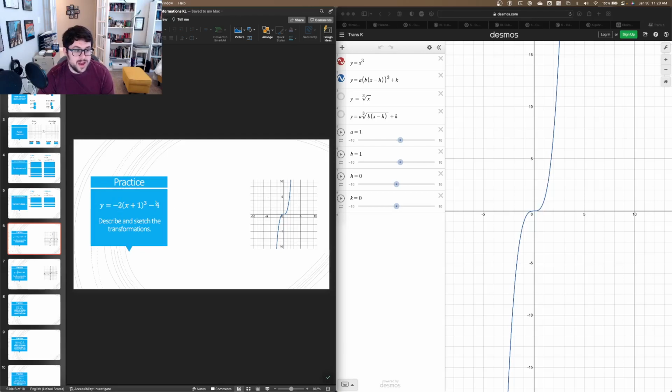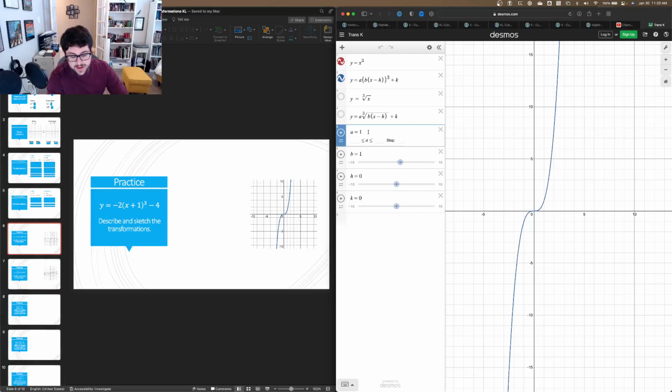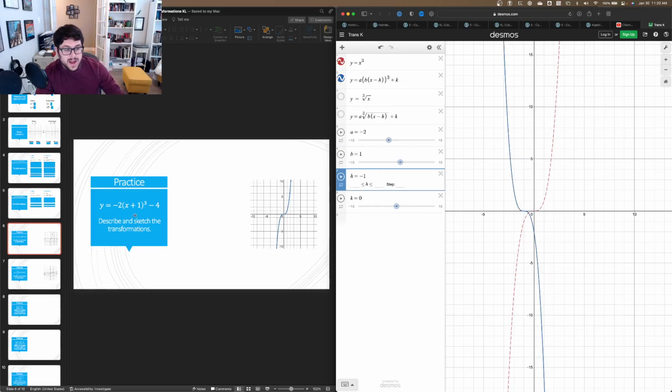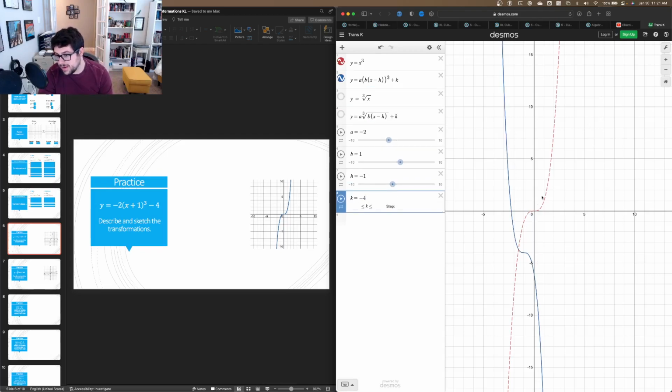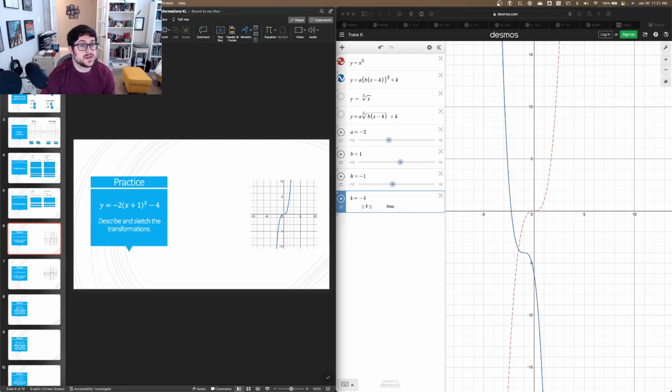So in this case, our a value is negative 2. So we're going to make our a value negative 2. And our h, we said, is essentially negative 1, because we're minusing negative 1 to get that plus 1. Our k is minus 4. So what changes happen between our original and our new graph? Well, again, we described our changes for this stuff. Let me just insert a text box. Yeah, there we go. So, what changes? Well, the negative in front, so our a being negative 2, that reflected over the x-axis.